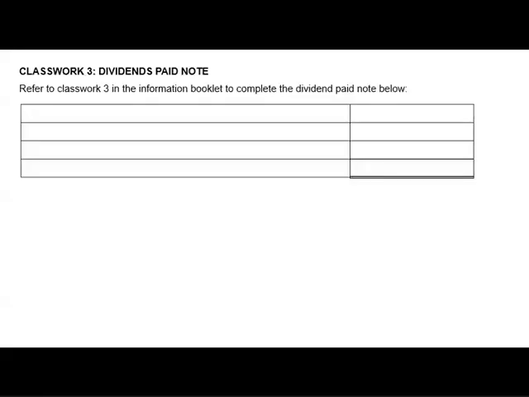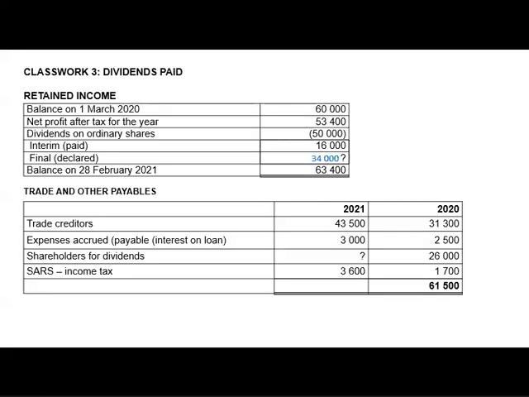So how did I get that 34,000? I simply use the reverse operation rule. To get your total dividends on ordinary shares, you normally take your interim dividends and add your final. Because I gave you this total, all you have to do is subtract your interim dividends, and then you'll get the final dividends here, which is the 34,000 rand.